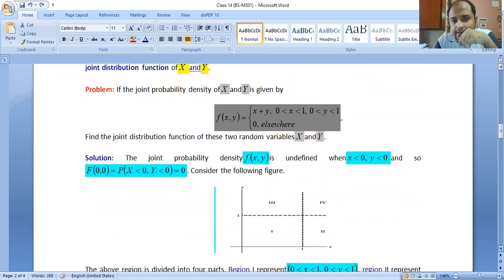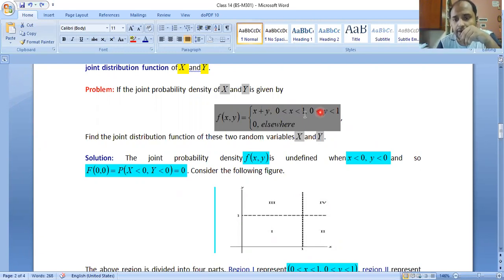How to calculate this type of problem? Okay, the joint probability density is undefined. We shall try to derive different regions to calculate the joint probability. We shall try to divide this region into different parts.